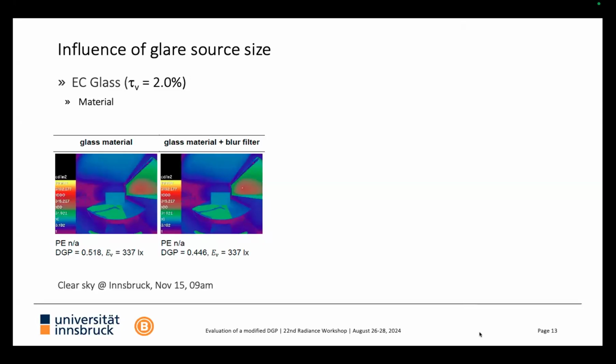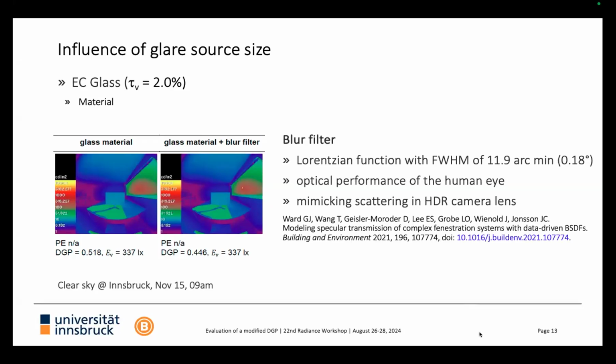So if we look into that a little deeper, taking a glass material, electrochromic glass with 2% transmittance, as an example, and looking into that with the blur filter and without filtering, we see that we already decreased the DGP evaluation quite a bit here, which was done to match what the initial camera-based evaluation and development of the DGP back then did.